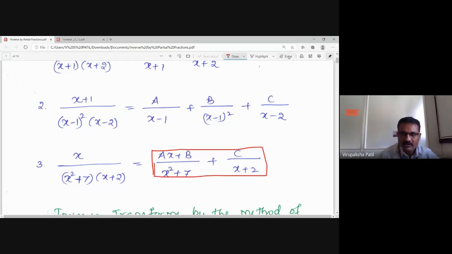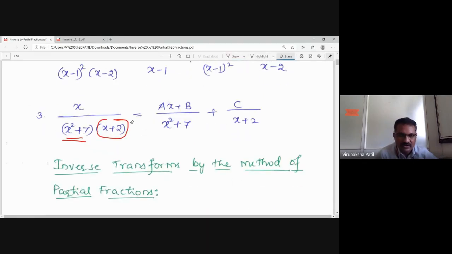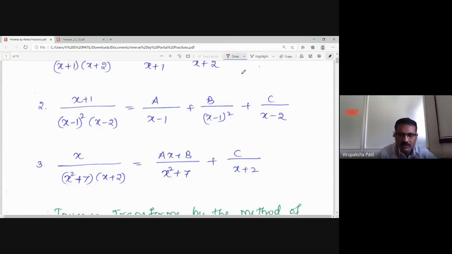Okay, so for that purpose, to resolve this into partial fractions, with respect to this factor we will write ax plus b divided by x square plus 7, and with respect to this linear factor, plus c divided by x plus 2. Hope you understood and you remember these things. Have you understood these 3 rules? If you remember, when you go to resolving into partial fractions, that becomes very easy. Is that clear?